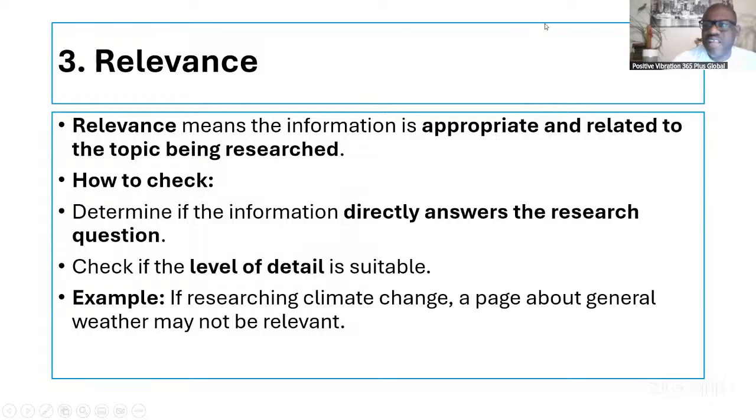Now, relevance, again, is key. Just because something is accurate or current doesn't mean it is relevant to a particular subject. Relevance means the information is appropriate and related to the topic that you are either researching or interested in. And how do we normally check this? We determine if it directly answers the research question. What am I looking for? Does it actually answer the question I have?